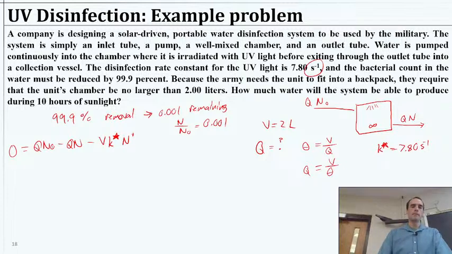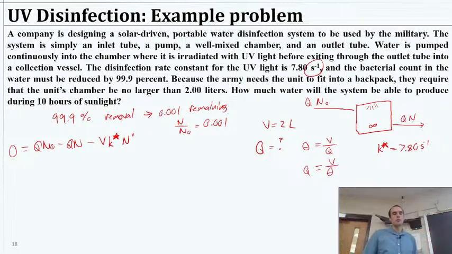Something going out, we know that we have to have a ratio there, right? The N over N naught. We could describe that removal, that 99.9% removal means we can only have 0.001 remaining as a fraction. So that means N over N naught is 0.001. So we'll build a relationship there.